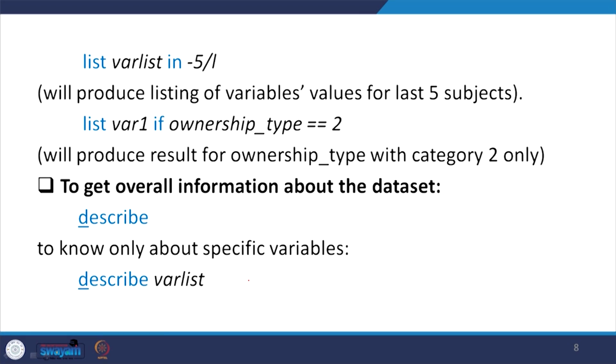Now, list variable 1, if we want to get the list of that variable for a particular category out of the ownership type. We have already shown you that if you want a particular category, that is 2, it will only produce the ownership with the category code 2.